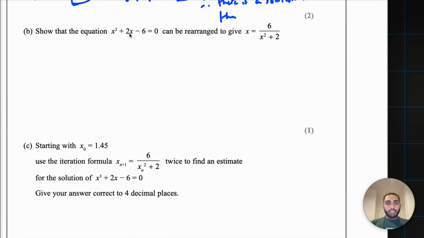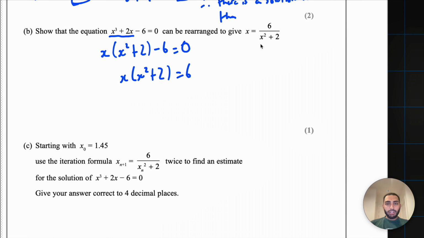Part B. Show that the equation x cubed plus 2x minus 6 is equal to 0 can be rearranged to give x is equal to 6 over x squared plus 2. So one way I normally look at these questions is the highest power I can see here is x squared, but the highest power here is x cubed, so I need to somehow make this an x squared. So I'm going to pull out x from this first bit and see what happens. So I'm going to factorize this first bit, pulling out x. So that inside the bracket would need to be x squared plus 2. And I'm going to keep this minus 6 outside because I can't factorize that anyway. Is equal to 0. Let's move this minus 6 over to the other side. So x bracket x squared plus 2 is equal to 6.